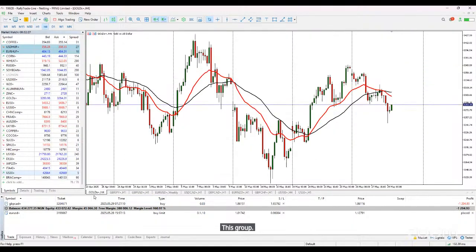Now, gold is one of the most traded commodities.